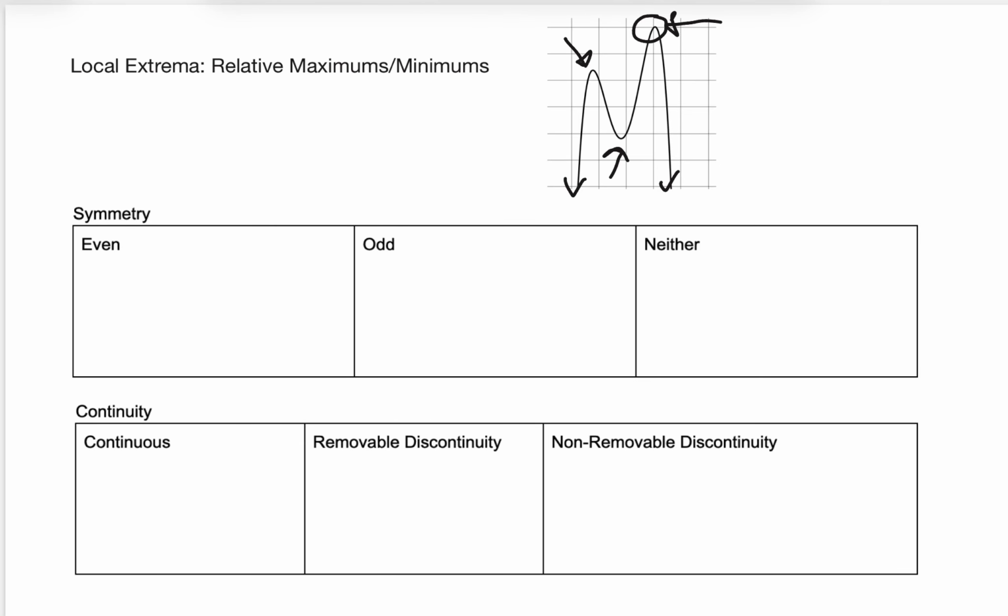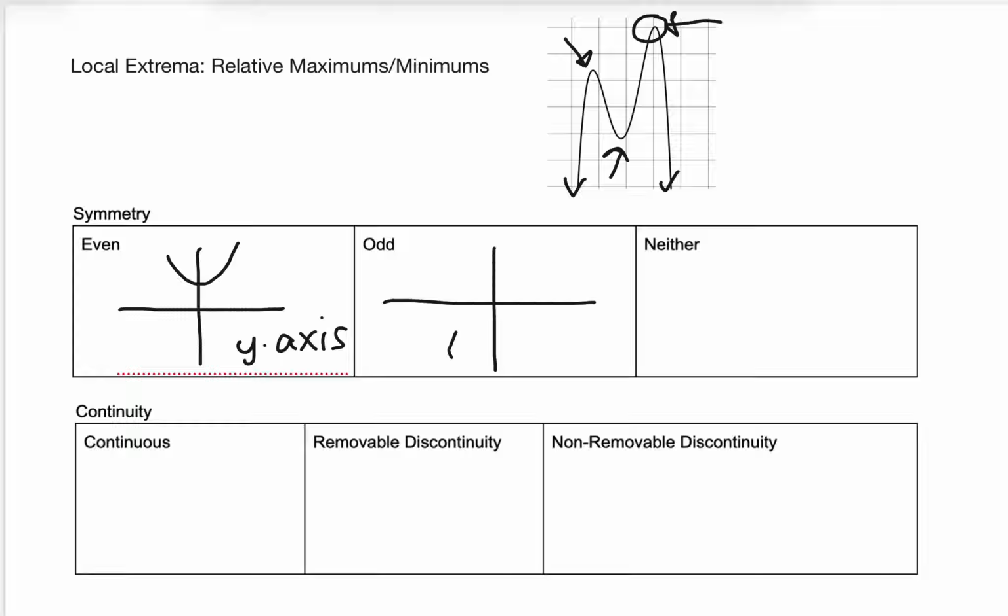Okay, symmetry. So we've talked about symmetry before. Even symmetry. So if my function is even, that means that my graph has symmetry about the y-axis. So any function that has symmetry about that y-axis tells us it's an even function. Odd functions have symmetry about the origin.